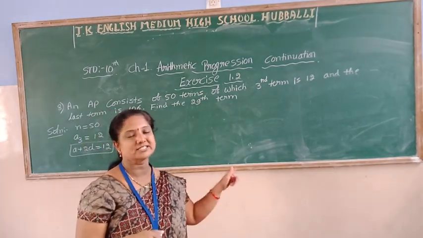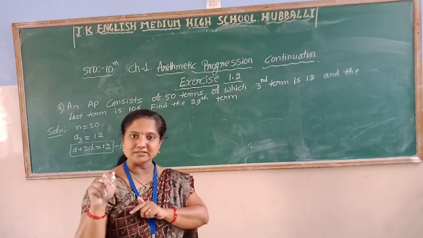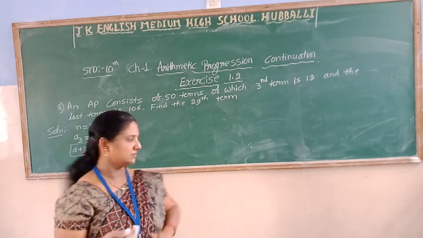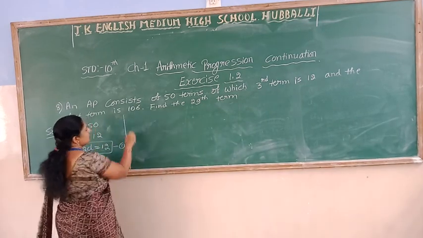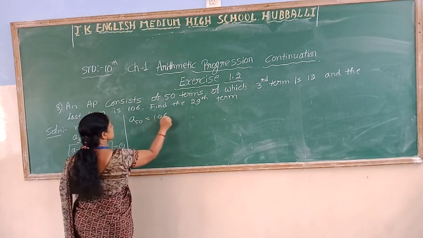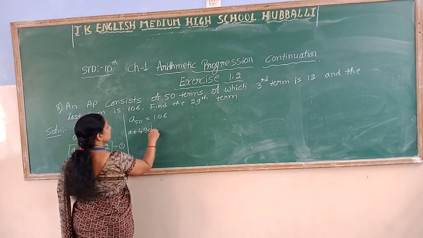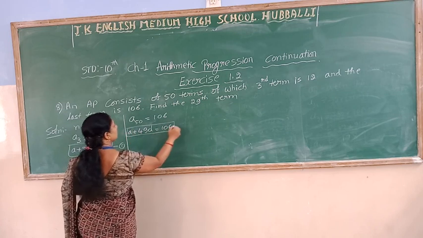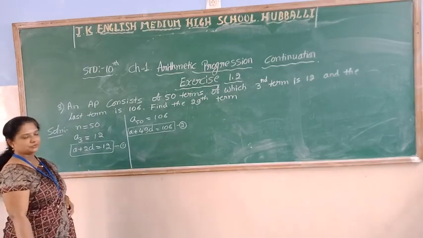In this AP, how many terms are there? 50 terms are there. So the 50th term should be the last term. So we know the last term is the 50th term. Therefore, last term is 106 means, how can I write it? The last term is nothing but a50 is equal to 106. This I can write as a plus 49d is equal to 106. You call this equation number 2. Equation 1 I already gave, and for this we will give 2.